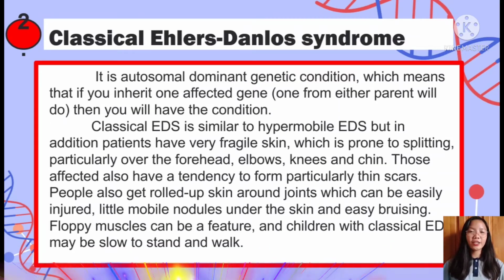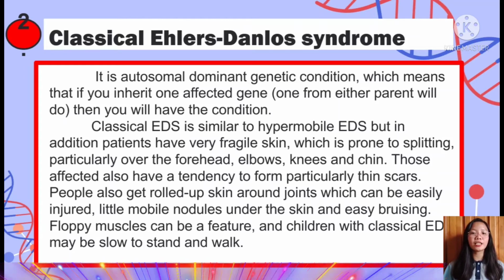Second is the classical Ehlers-Danlos syndrome. Classical EDS affects 1 in 20,000 to 50,000 people. It is an autosomal dominant genetic condition, which means that if you inherit one affected gene, then you will have the condition. Classical EDS is similar to hypermobile EDS, but in addition, patients have very fragile skin which is prone to splitting, particularly over the forehead, elbows, knees, and chin. Those affected also have a tendency to form particularly thin scars.